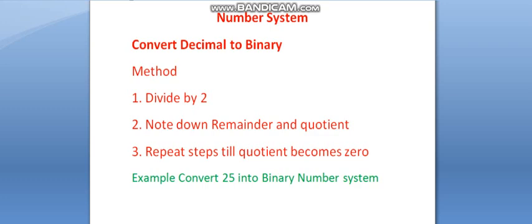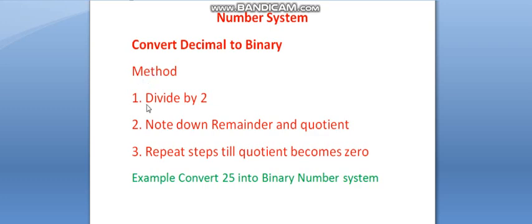Okay, so welcome back to our number system. Today we are going to learn how to convert decimal number system into binary number system. Okay, so last class we have studied four types of number system are there. So today we are going to learn how to convert decimal number system into binary number system. So now quickly we are going to see what is the method.